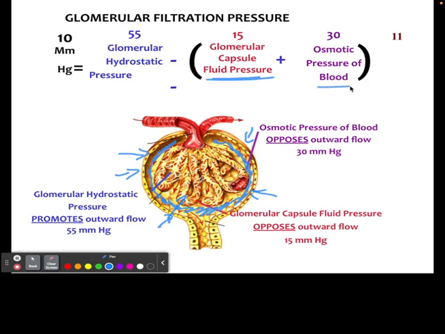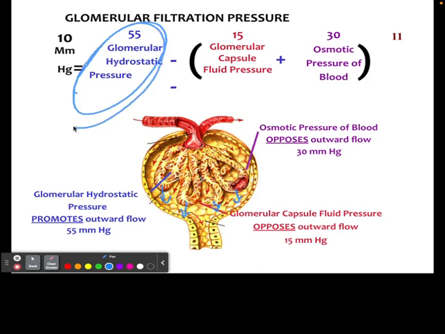Because of that, these two pressures, the blood osmotic pressure inside as well as the capsular fluid pressure, are pushing against the filtrate exiting. We want the filtrate to exit the glomerulus so we can filter it. So that means we need to make sure that we have a high enough pressure inside the glomerulus to exit.